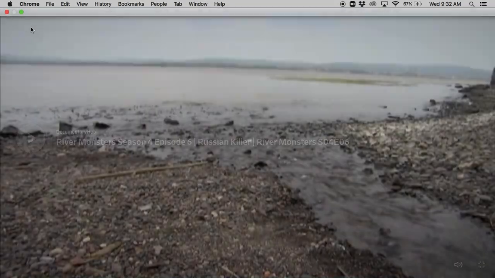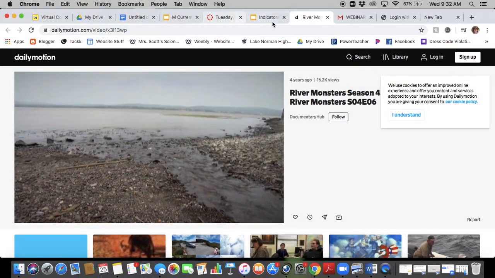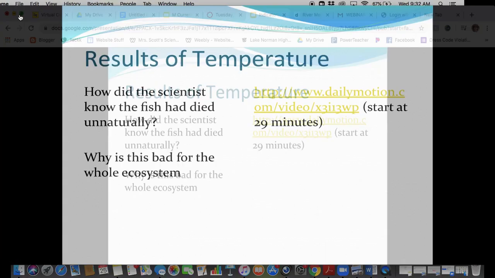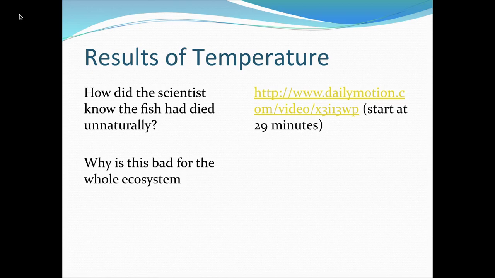Okay. So, back to our notes. So, how they knew the fish had died unnaturally. All right, so clearly the fish died because the water temperature was too warm. All right, living things can only tolerate a certain temperature. But they knew those fish had died unnaturally because they hadn't finished their life cycle. They hadn't laid their eggs yet.